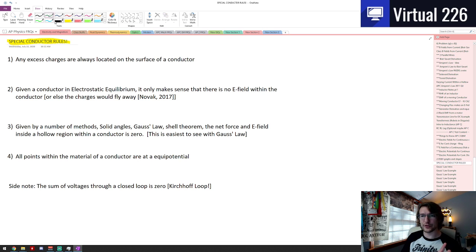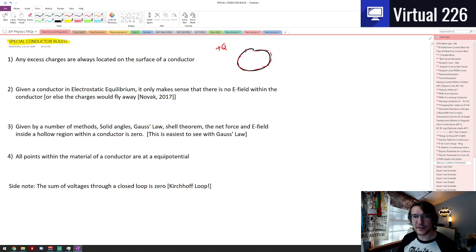Okay, and there's 4 rules here. You should write these down. You should burn them into your memory. They're very important for us. First is that any excess charges are always located on the surface of a conductor. So if I have a conducting sphere here, all of the excess charges that make up its charge of positive Q are all on the surface.